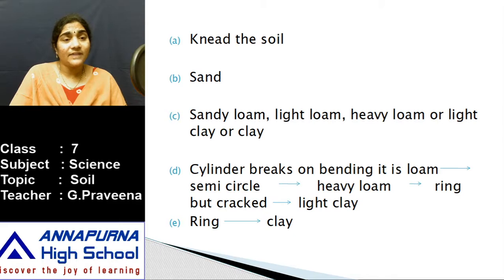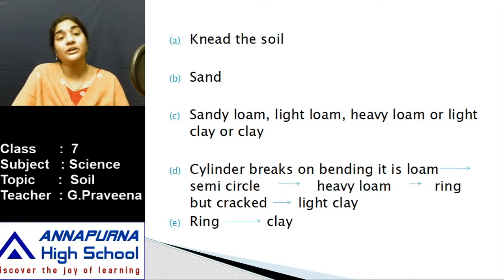And if it can be converted into a cylinder, we say that it may be sandy loam. Depending on what is obtained from the soil, we call it sandy loam, light loam, heavy loam, light clay or clay. If the cylinder breaks on bending, we consider it as loam. If you can make a semicircle out of that cylinder, we consider it as a heavy loam.